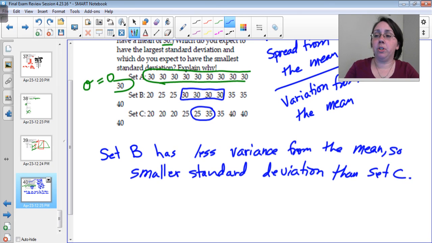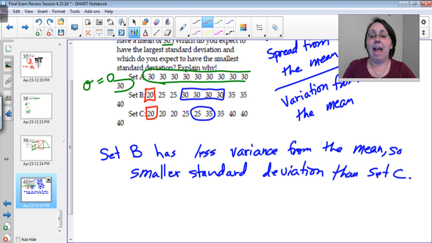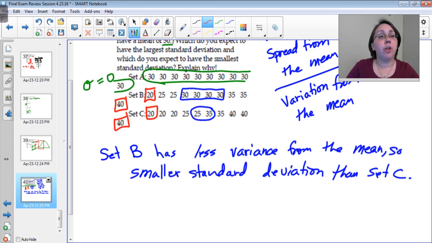Now, it is also important to notice that B and C have the same smallest number and the same largest number. If those were different, it would be a whole nother ballgame. You wouldn't really be able to compare them, but because they're in the same interval, you can compare them. You just look at how far away everything is from the mean. Would your reasoning just be that set C has the largest standard deviation because it doesn't include the mean? Would you say that? Yeah, that would work. Same thing, just shorter.